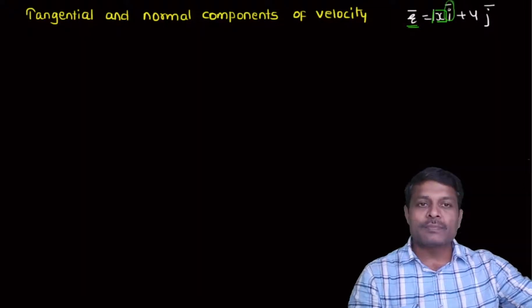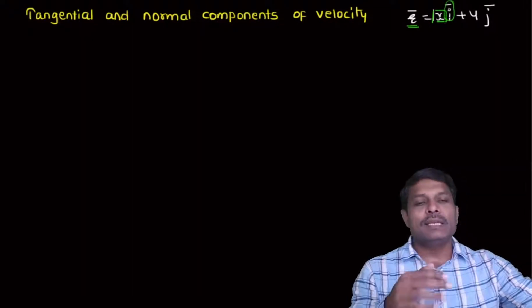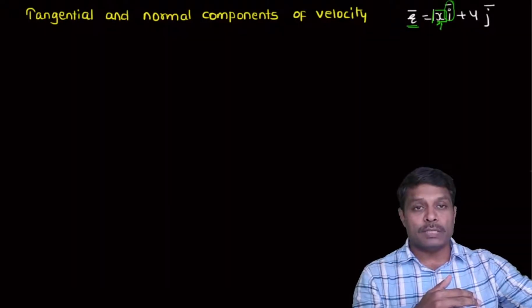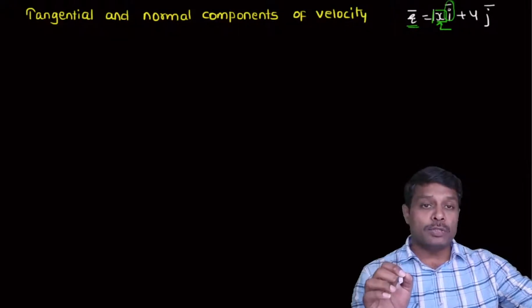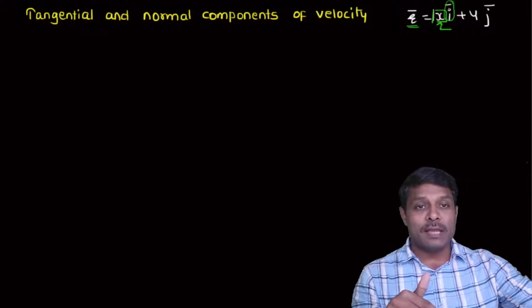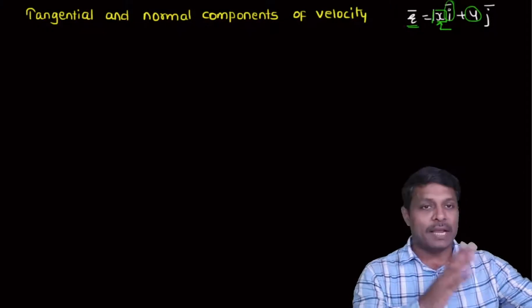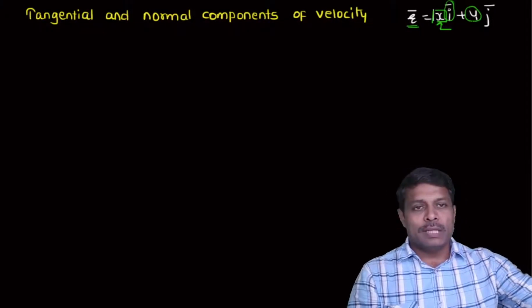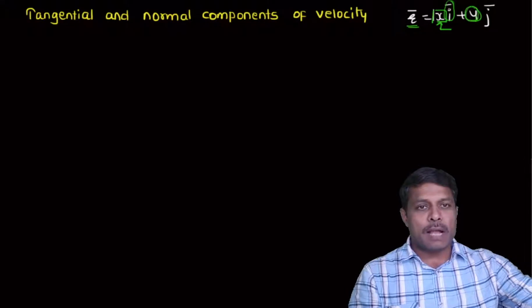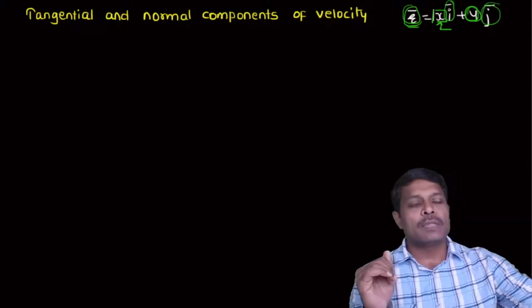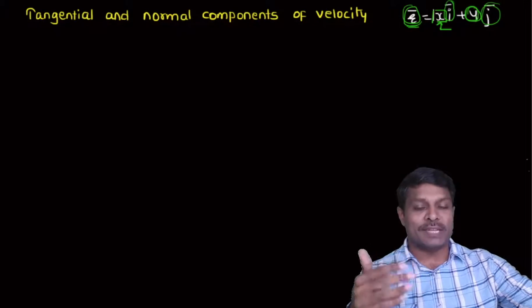And we know that i bar is a unit vector along the x-axis. Therefore, this component is called a component of r bar along the x-axis, and this is called a component of r bar along the y-axis. So this quantity is a component of this vector along this vector. So this is the reading skill of the vector.